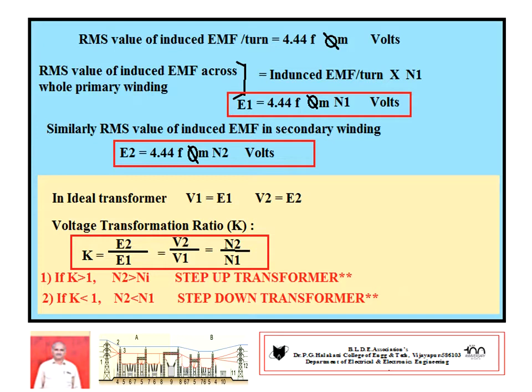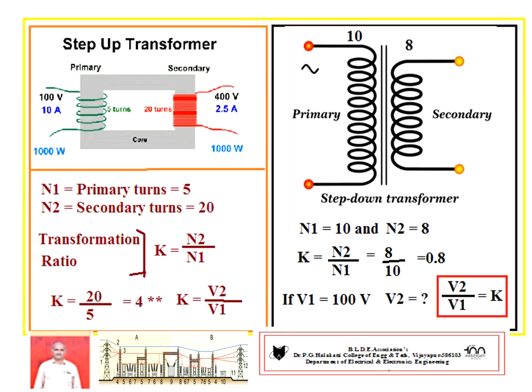Another possible condition: if K is less than 1, that is N2 is less than N1, then it reduces the voltage level. Such a transformer is called a step-down transformer. Such transformers are used to distribute the electricity to consumers. It is referred to as a distribution transformer. You can observe the diagrams. Both diagrams represent a step-up transformer and a step-down transformer.